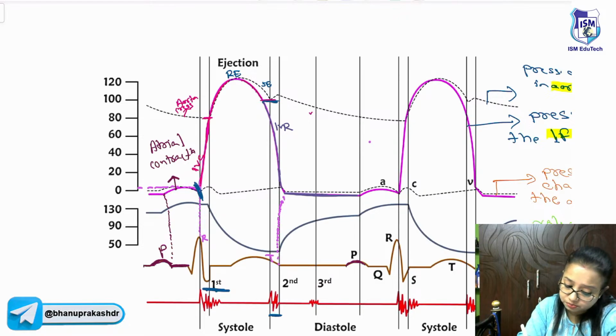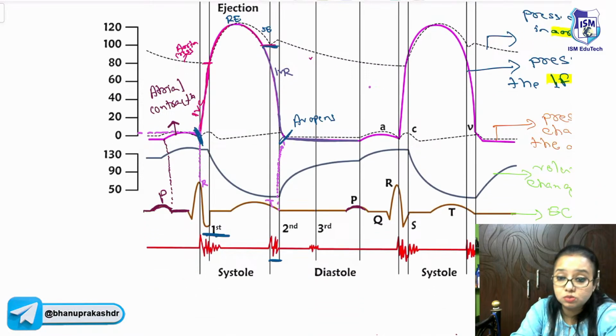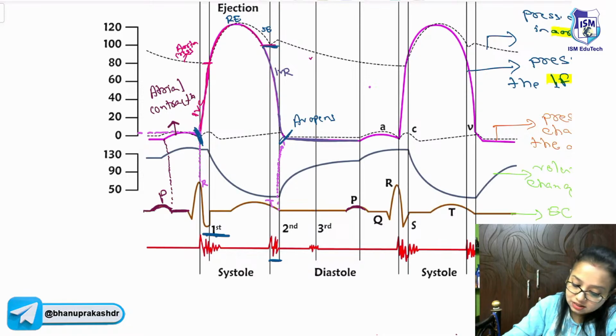Once the pressure falls sufficiently, again the AV valves open. At this stage there is opening of the AV valves, and the opening of AV valves or semilunar valves makes no sound. Then follows the passive filling. This is the passive filling of the ventricle.